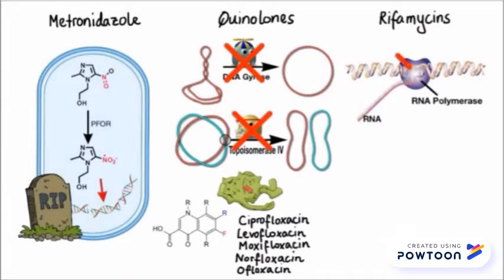By combining with the protein of the bacterial DNA-dependent RNA polymerase, rifamycins bring the synthesis of RNA to a halt. Without RNA, the bacteria cannot make proteins that are essential for their survival, so cell death eventually results.